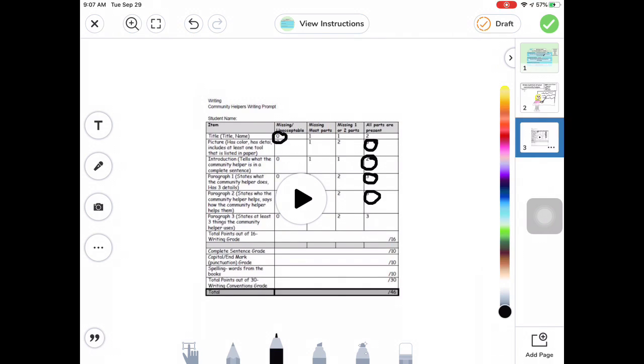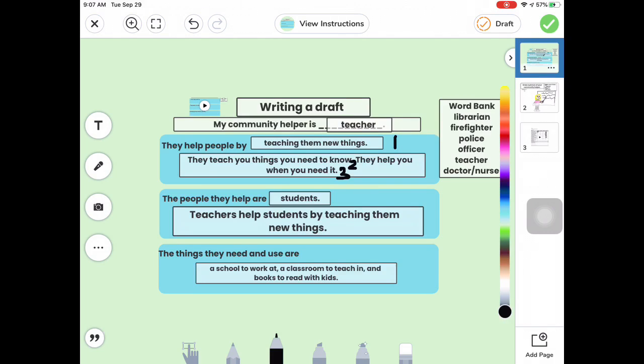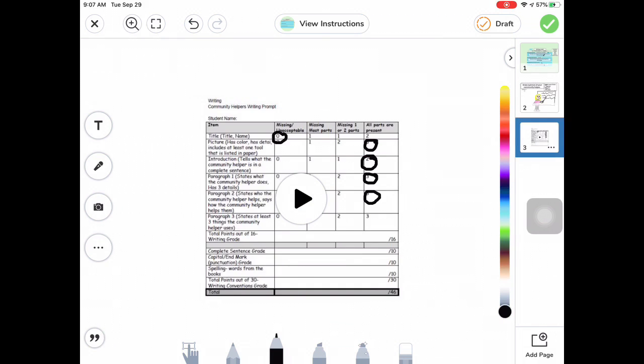Paragraph 3 states at least 3 things the community helper uses. The things they need and use are a school to work at, that's 1, a classroom to teach in, that's 2, and books to read with the kids, that's 3. So on this, if you want to, you can add it up. So I would have 14 points. You don't have to do that.